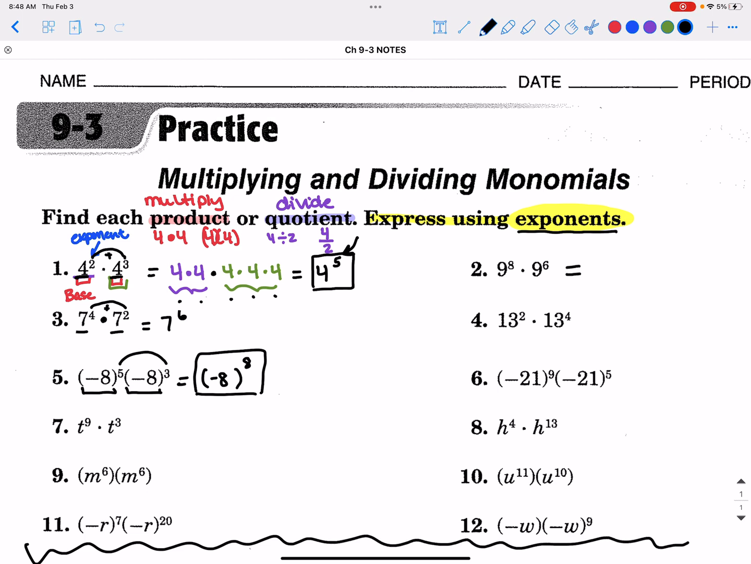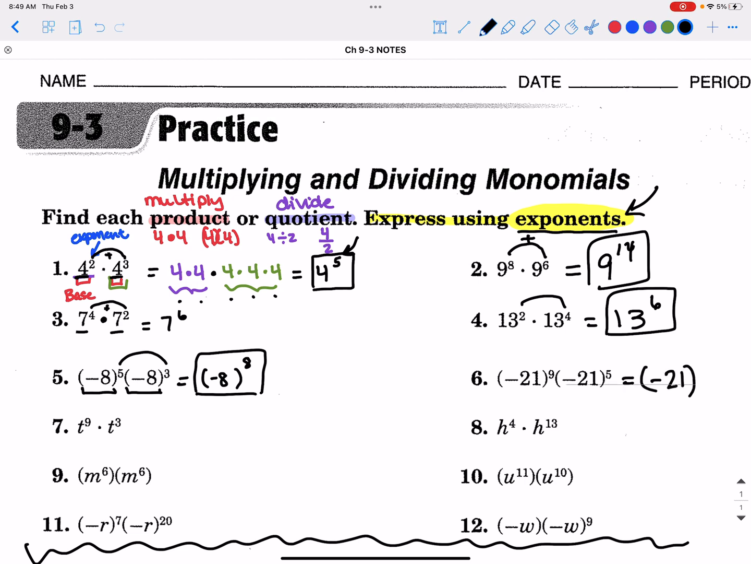So it's really just as quick as your base is 9, add 8 plus 6. 8 plus 6 is 14, and that's your answer because they want us to express our answer using exponents. Okay? Your base of 13, add 2 plus 4, you get 6. That one's done. Your base is negative, so I'm going to keep my parentheses, but my base, so I'm going to add 9 plus 5 is 14, and there's my answer. So these really are extremely simple, okay? As long as your bases match, it's very easy. H to the 4 plus 13 is 17.